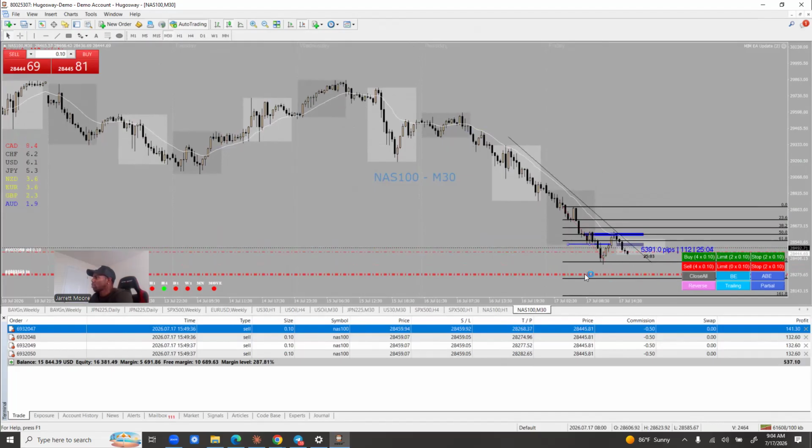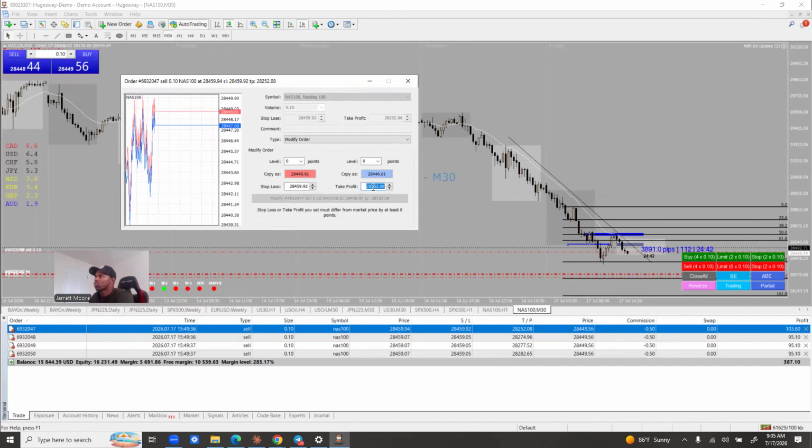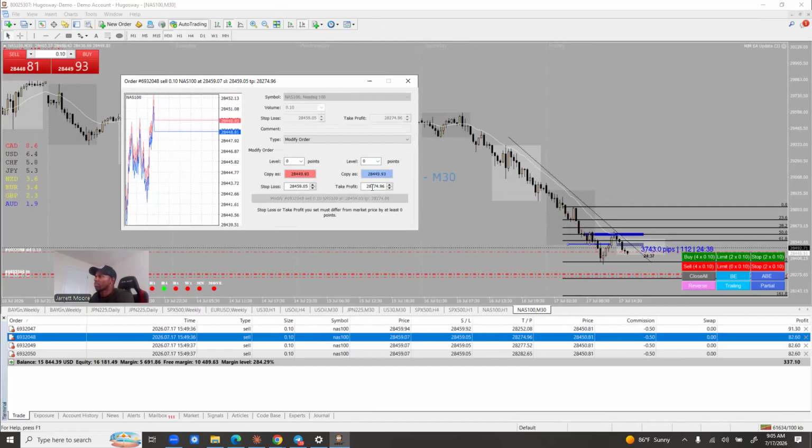Let's see if these positions get stopped out. We're going to just keep flowing. And I'm going to look to see where the stop is. All right, so I'm going to adjust this. So these are all the same.